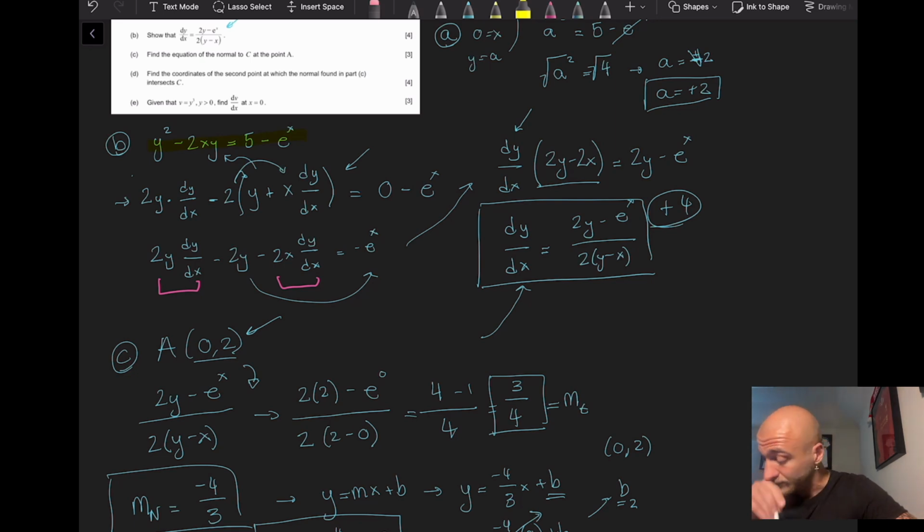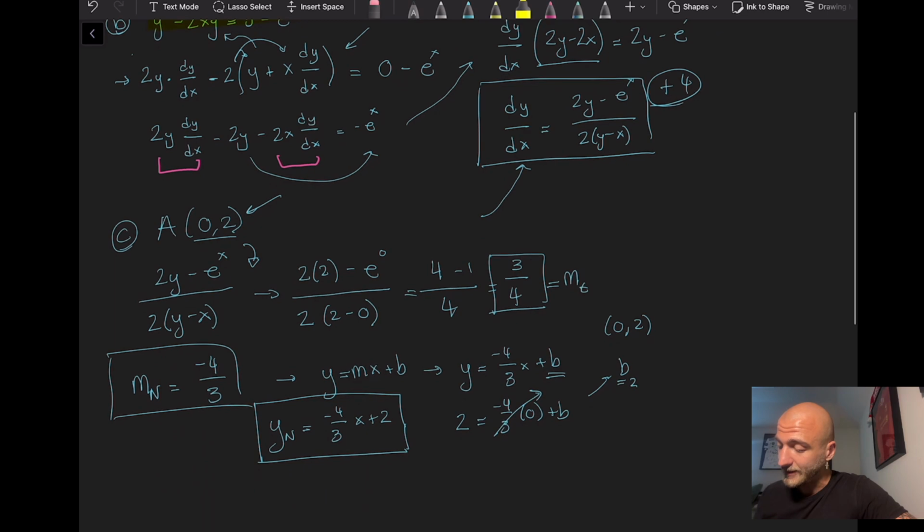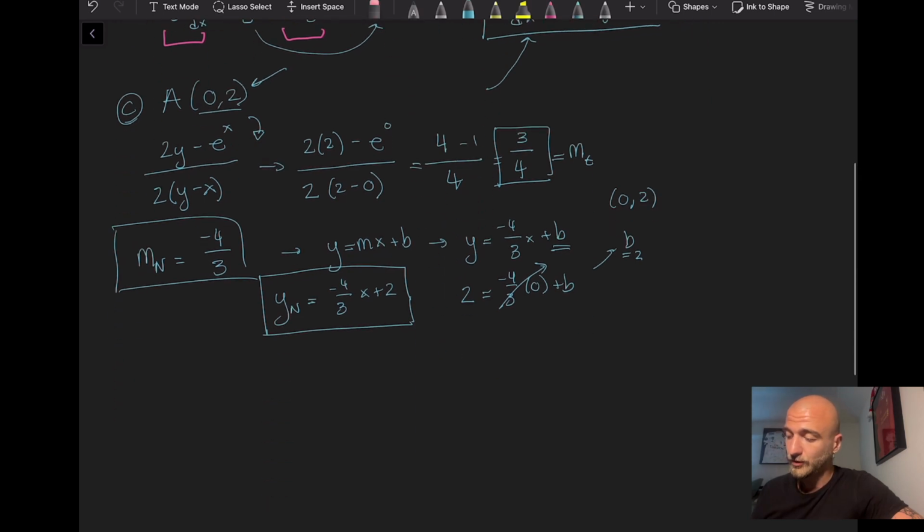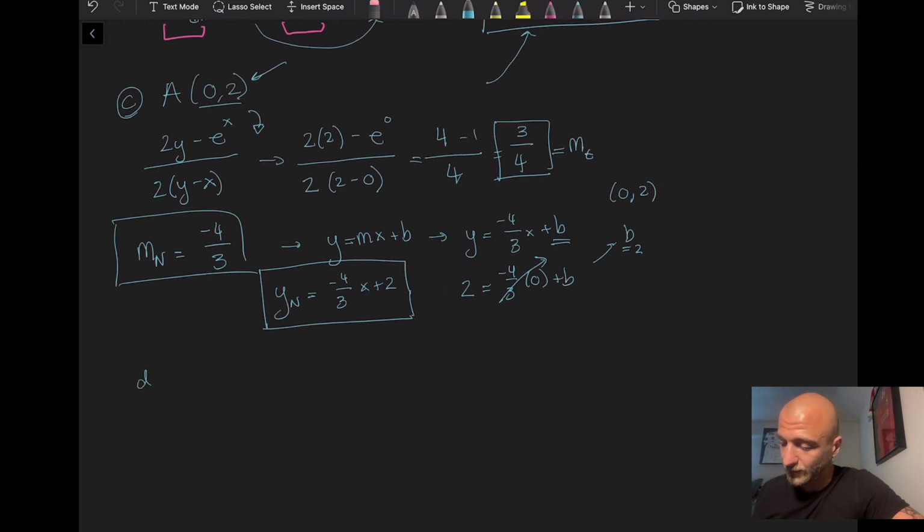But since we have an expression for y, to find the intersect, we can literally plug in, every time we see a y in the original equation, negative 4/3 x plus 2. So let me rewrite the original equation here, part D. The original equation is y squared minus 2xy is equal to 5 minus e to the x.